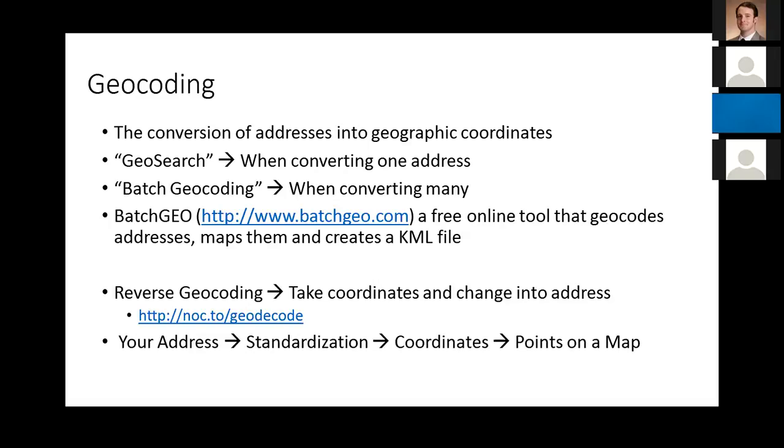And so what you end up doing for just the basic geocoding is you have an address, you standardize it, right? So this is when you want to make sure that you have avenue as AVE and not something else, that type of stuff. You want to make sure you're meeting the conventions of addresses. You then have coordinates produced, and then you ideally can put these on a map.